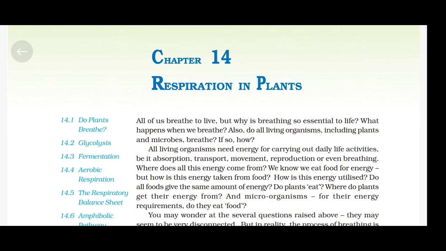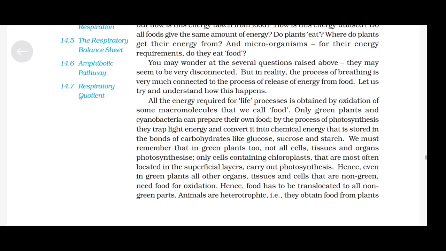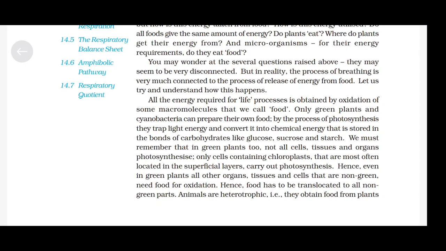Do all foods give the same amount of energy? Do plants eat? Where do plants get the energy from? And microorganisms, for their energy requirements, do they eat food? You may wonder at the several questions raised above. They may seem to be very disconnected. But in reality, the process of breathing is very much connected to the process of release of energy from food. Let us try and understand how this happens.